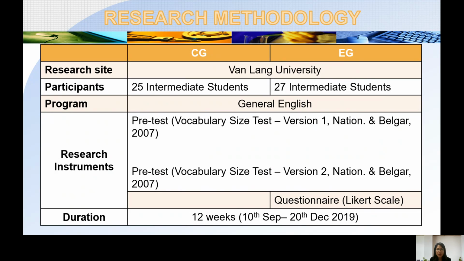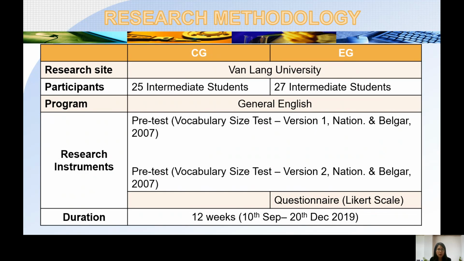The research was conducted at Văn Lang University, which is a private university in Ho Chi Minh City. There were 25 intermediate students in the control group and 27 intermediate students in the experimental group. They all study general English.